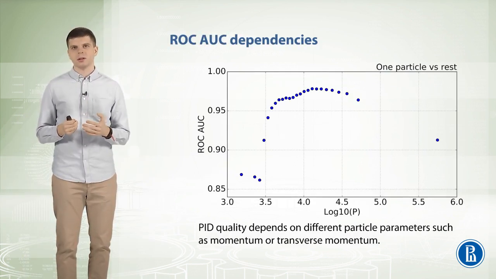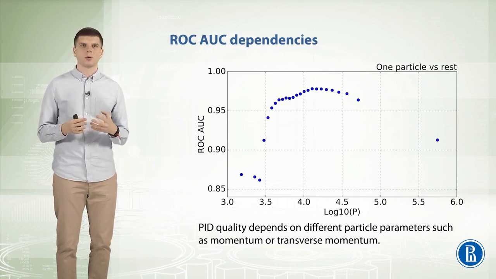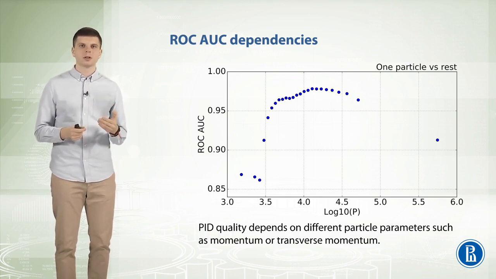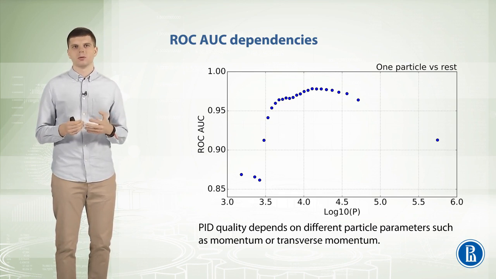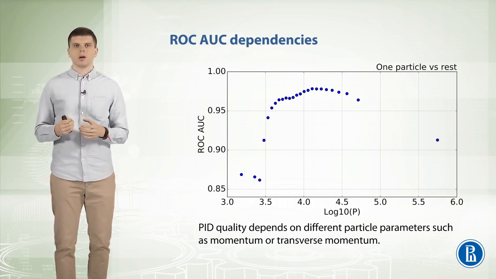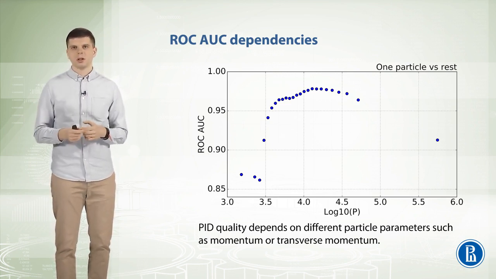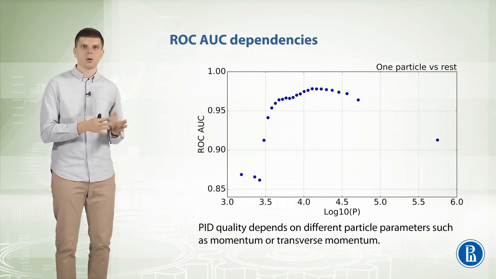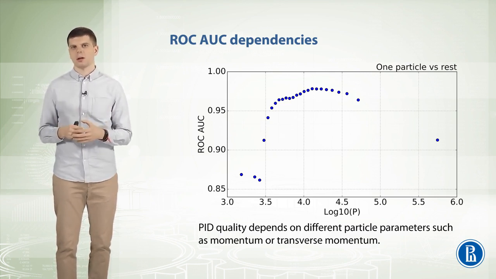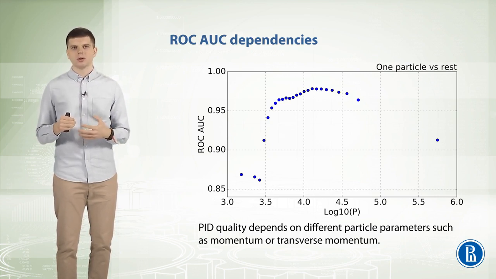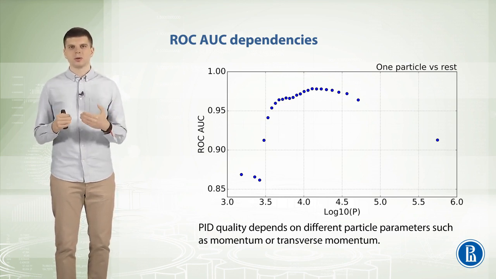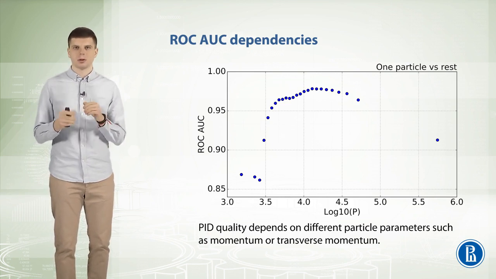Quality of the particle identification depends on particle parameters such as its momentum, transverse momentum, or energy. The figure on the slide demonstrates a strong dependency of the area under the ROC curve for a particle type separated from all other types on the particle momentum. The quality significantly drops in low and high momentum regions. Moreover, it's preferable to have no such dependencies. In other words, we would like to have a flat or uniform dependency of the particle identification quality on the different particle parameters. Consider one more example.